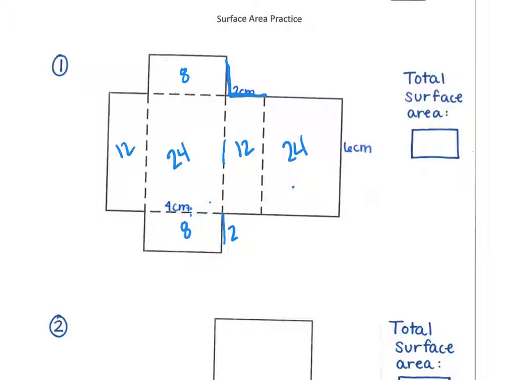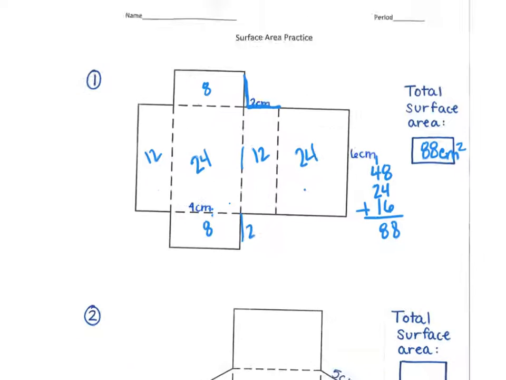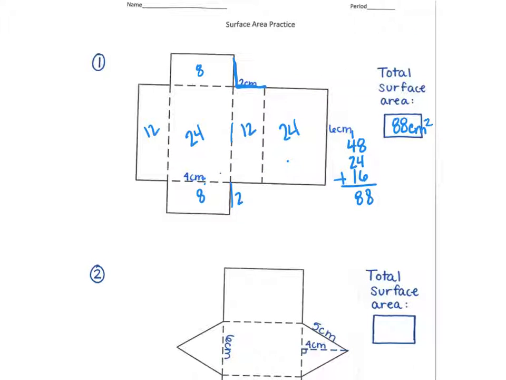So to find the total surface area, you would add up all 6 of these numbers. So you would say 24 plus 24 is 48, 12 plus 12 is 24, and 8 plus 8 is 16. And you would add all of those numbers together, and you would get 88. So your total surface area is 88 centimeters, and since we're finding area, it is squared. So it just takes each piece and adds them up. And that's the great thing about them showing you the net.